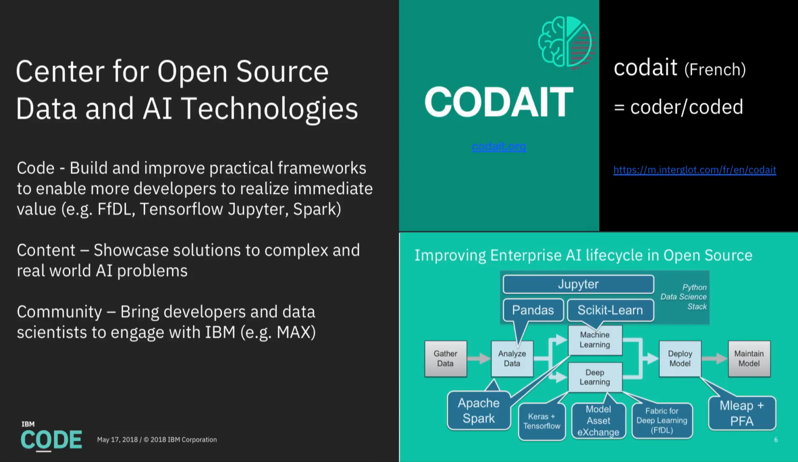As we looked at where we wanted to go next, we wanted to relaunch the center in the context of the work that we're doing. As I mentioned, we're doing a lot of work in deep learning as well. So we relaunched the center. We're calling it Code. Everything that we do is in the context of IBM Code. So just Google for IBM Code, and everything open source at IBM will show up.